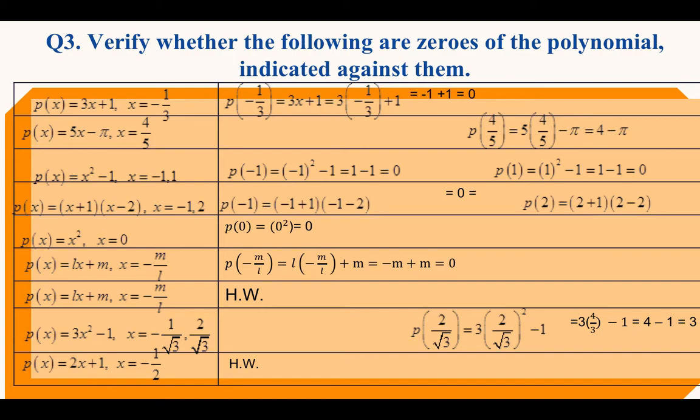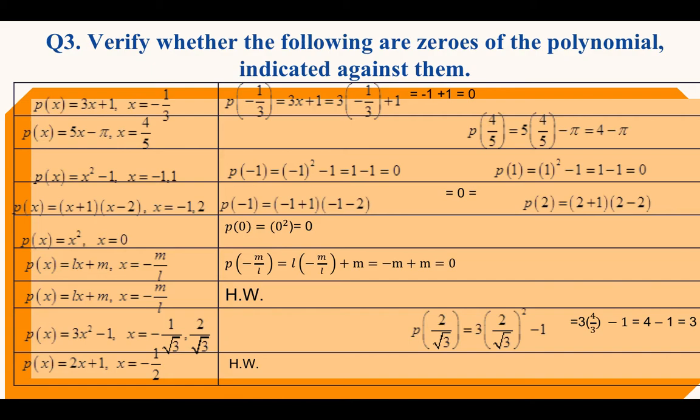Now question number 3. There are 7 parts in question number 3. Let's start. A few are homework for you all which I haven't done over here; you have to do them by yourself, and let's discuss the remaining part. What we have to do is verify whether the following are zeros of the polynomial indicated against them. Whatever variable is mentioned, whether p(t), p(x) or p(y), the value is called a zero only if, when we put that value in the whole polynomial, the answer turns out to be 0. Let's see with an example if you are not able to understand.